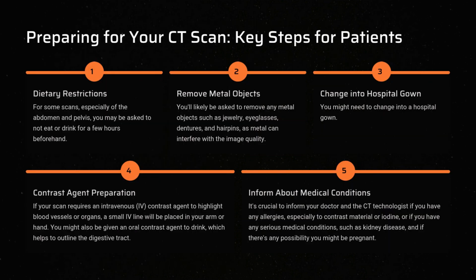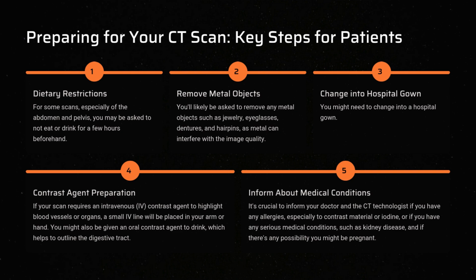Preparing for your CT scan. Key steps for patients. If a CT scan is in your future, knowing how to prepare is helpful. Preparation varies depending on the type of CT scan being performed. For some scans, especially of the abdomen and pelvis, you may be asked to not eat or drink for a few hours beforehand. You'll likely be asked to remove any metal objects such as jewelry, eyeglasses, dentures, and hairpins, as metal can interfere with the image quality.